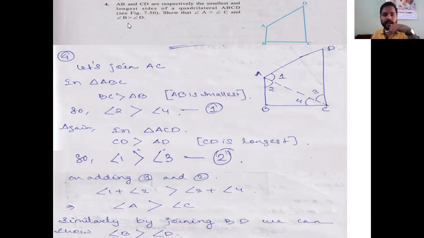If you want to prove that angle B is greater than angle D, you have to do the same method, but you have to join BD. When you join BD, again you will get 4 angles. And you have to do the same type. You have to take the shortest AB and the longest CD. If you want to show, you can show, or if you write similarly, then also it will be okay. Next question.